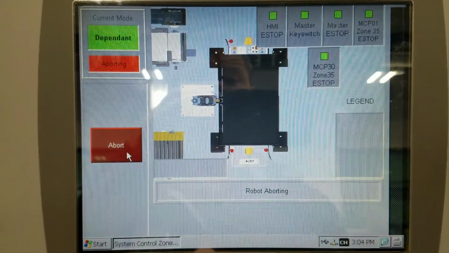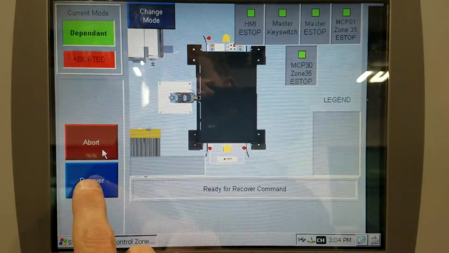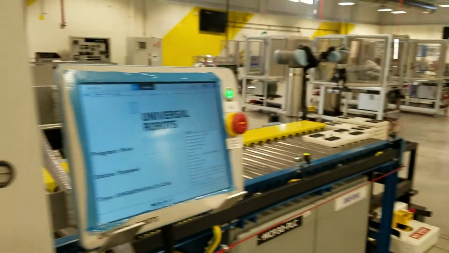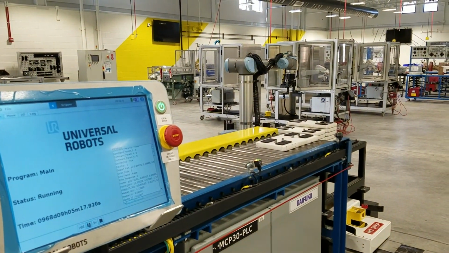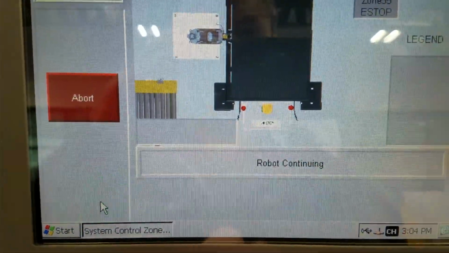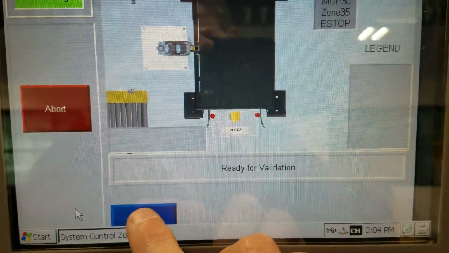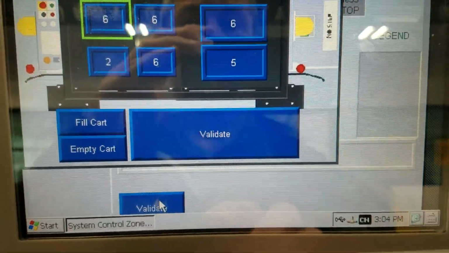So I can hit abort here and it will tell me that it is aborting the robot up there, and I can hit recover right here. And then when I hit recover, that robot would start moving to the recovery position. That's what it's saying. I would hit continue, and then the robot would continue. And so what it's doing is it allows me to enter some information here about what's going on.